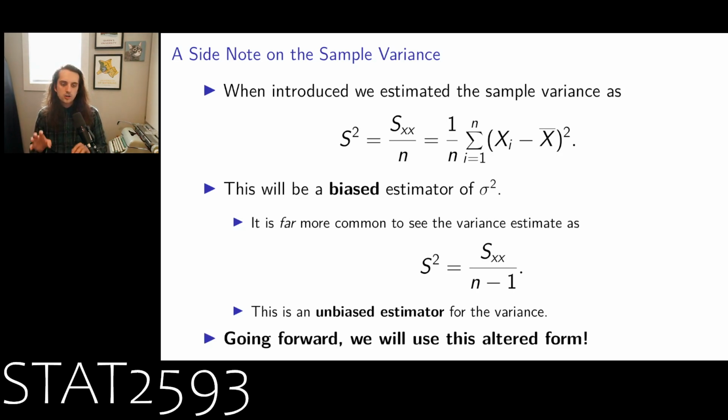Now, going forward in this class, we're going to start using this as the sample variance estimator. We're going to start dividing by n minus 1 instead of by n, right? So up until now, we've divided by n. That's been fine. But going forward, we're going to divide by n minus 1 instead. It's not going to make a big difference, but just know that this is what is expected going forward.